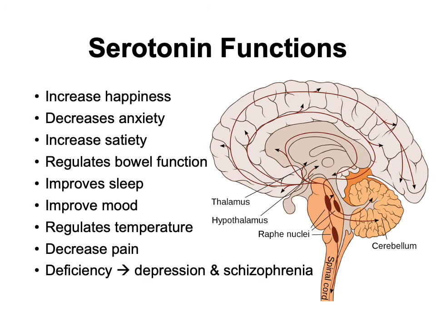Some of the functions of serotonin. Serotonin has so many functions. We're going to talk about serotonin and endocrine as well. So I'm just going to touch on a few, but it is just a broad neurotransmitter, and also it is a hormone too. It increases happiness, decreases anxiety, increases satiety, regulates bowel function, improves sleep, improves mood, regulates temperature, and decreases pain. And when we get into pain and temperature, we'll talk about how serotonin plays a role in releasing the endorphins and enkephalins that are natural opiates to help reduce pain.